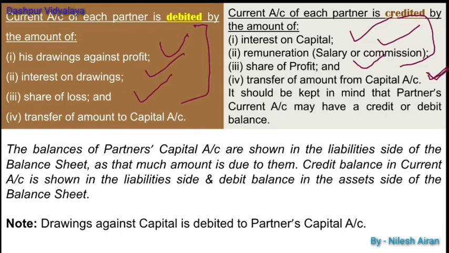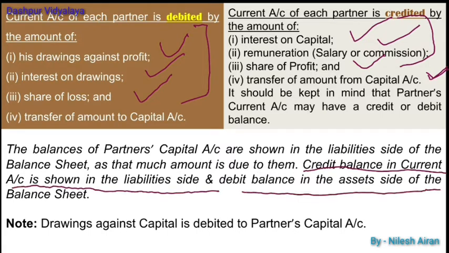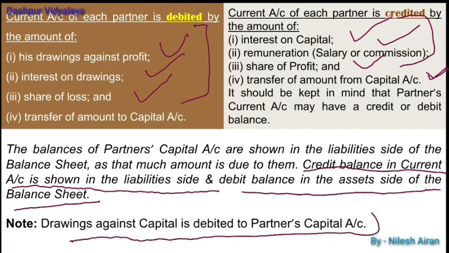The balance of the capital accounts is shown on the liability side of the balance sheet. The credit balance of the current account is shown on the liability side, whereas the debit balance is shown on the asset side of the balance sheet. Drawings against capital are debited in the partner's capital account, not in the current account.